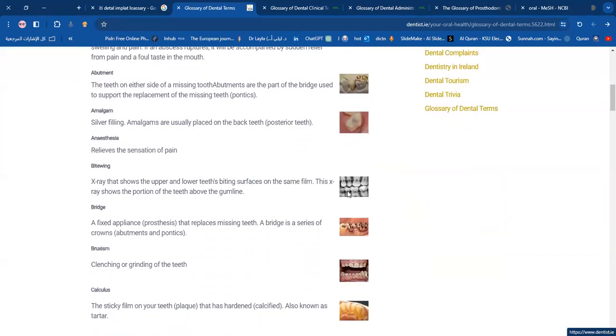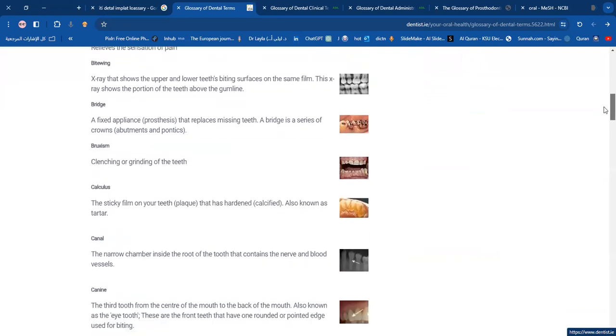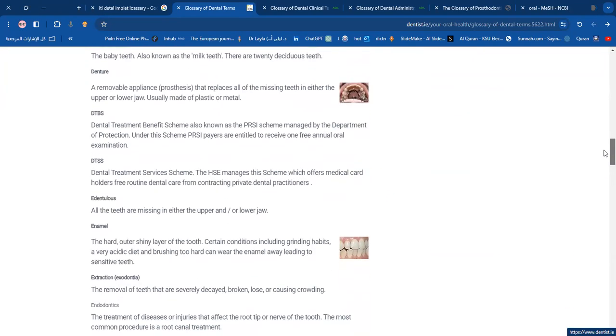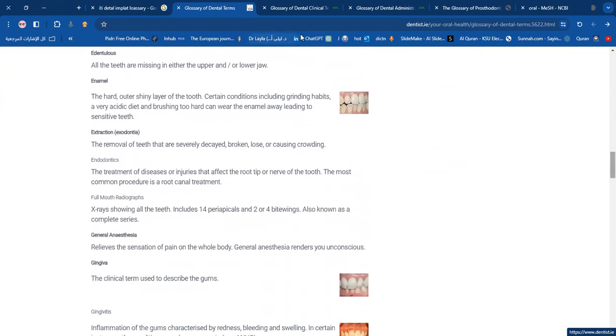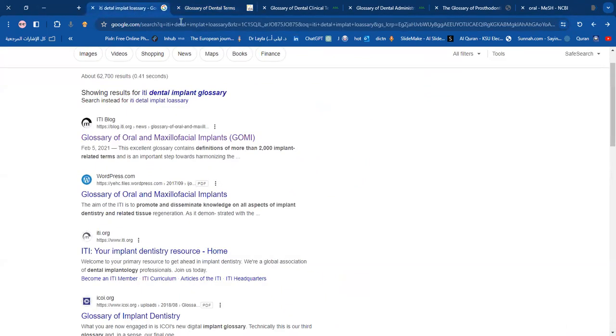showing what they mean, okay? Some of the images are a bit old or they're not color corrected, but these give you an insight on what the term that is used means. The final one related to our specialty is the ITI Dental Implant Glossary, the glossary of the oral and maxillofacial implants. If you press them, they provide you with this glossary. They say it's more than 2,000 implant-related terms. It's very important for you also as a prosthodontist to know them if you're working with implants.